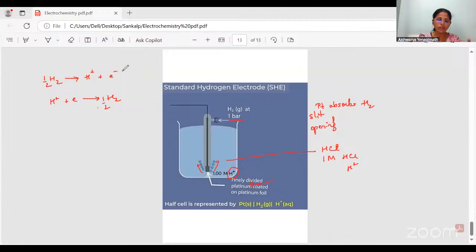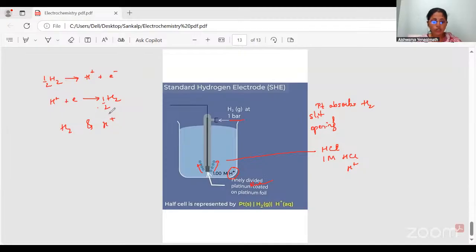So when this is going on, hydrogen is getting absorbed by platinum in the form of H2, and at the other side, from H2, it is dissociating into the solution as H plus. So a stage is reached where equilibrium is established between the two, between H2 and H plus. At this stage, equilibrium is established. This is where one side oxidation is occurring and the other side reduction is taking place.